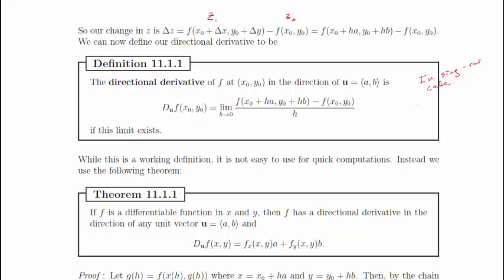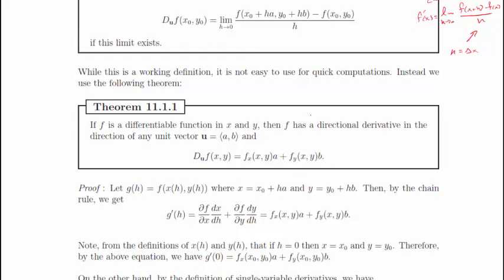We have f prime of x equals the limit as h goes to 0 of f of x plus h minus f of x all over h, right? It's the instantaneous change in the output over an instantaneous change in the input, where h is delta x in this case. So here it has to be a little bit more complicated for the 3 dimensions, but same concept. So while this is a working definition, it's not easy to use for quick computations.